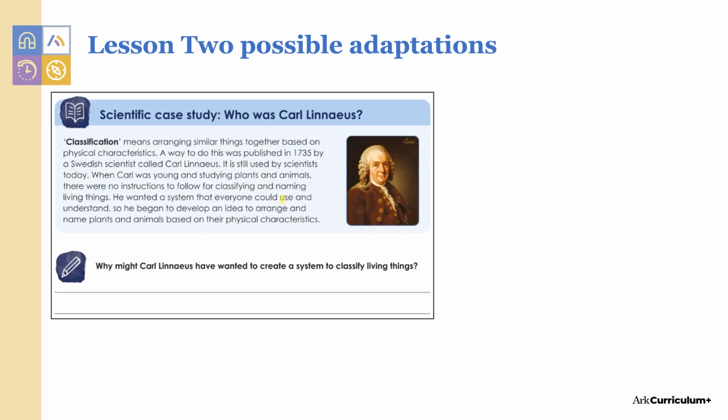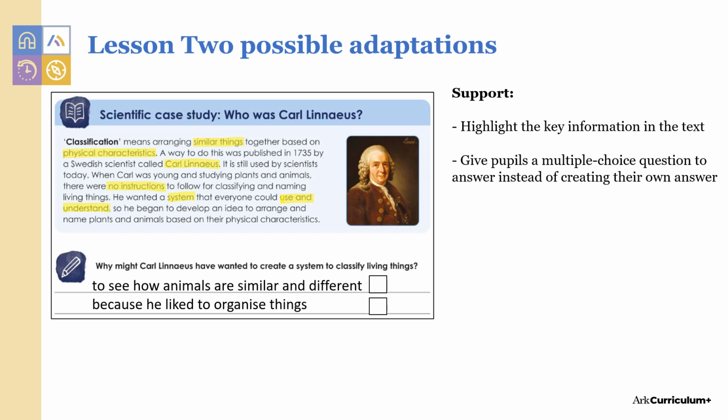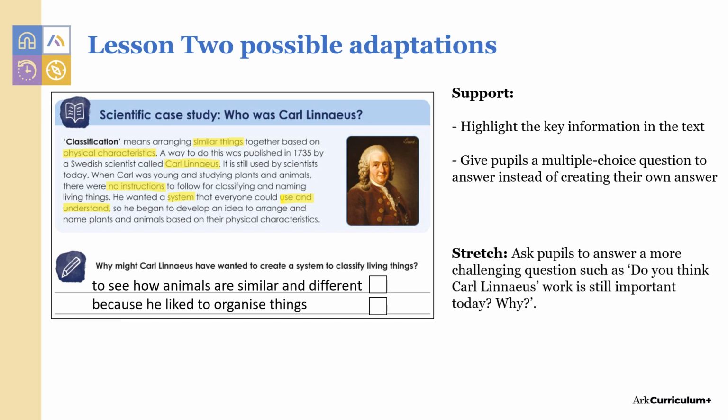In this activity, pupils are asked to read the text about Carl Linnaeus, then complete a write task. To support pupils, you could highlight the key information in the text and give pupils a multiple choice question to answer instead of creating their own answer. Stretch pupils by asking pupils to answer more challenging questions such as, do you think Carl Linnaeus' work is still important today and why?